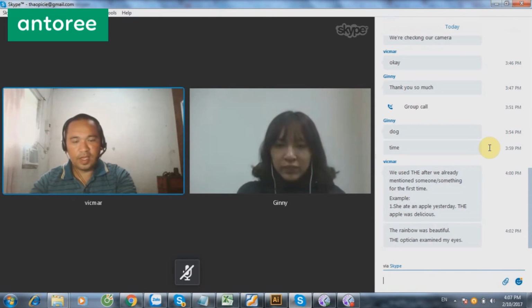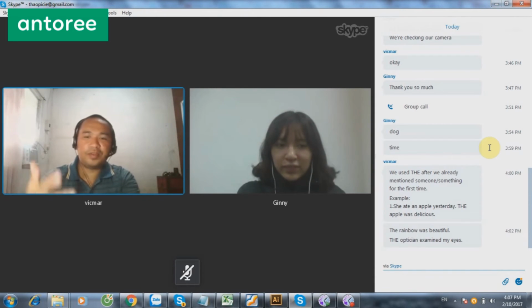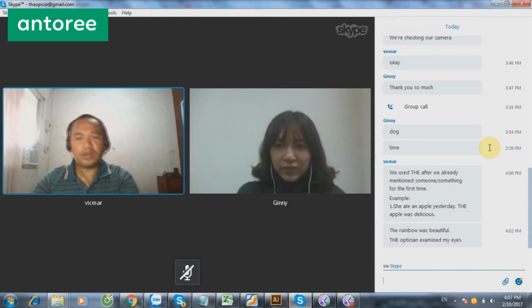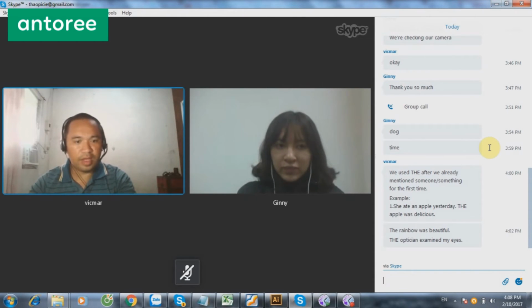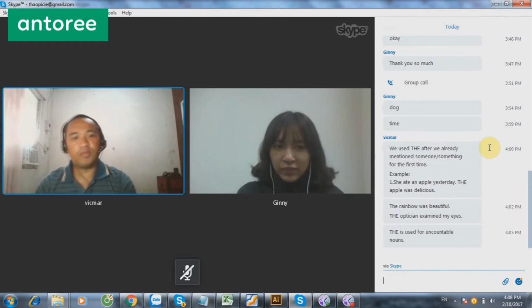Okay, so what is the difference of the article "the" to the articles "a" and "an"? This is the difference. "The" can be used for uncountable nouns, okay? So previously, the articles "a" and "an," we cannot use with uncountable nouns.